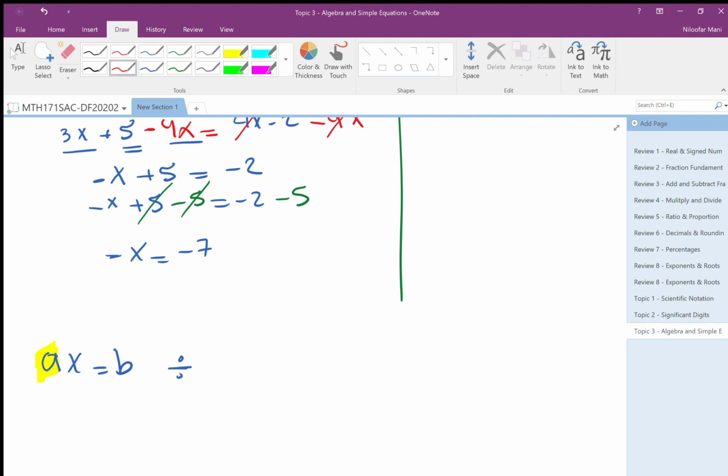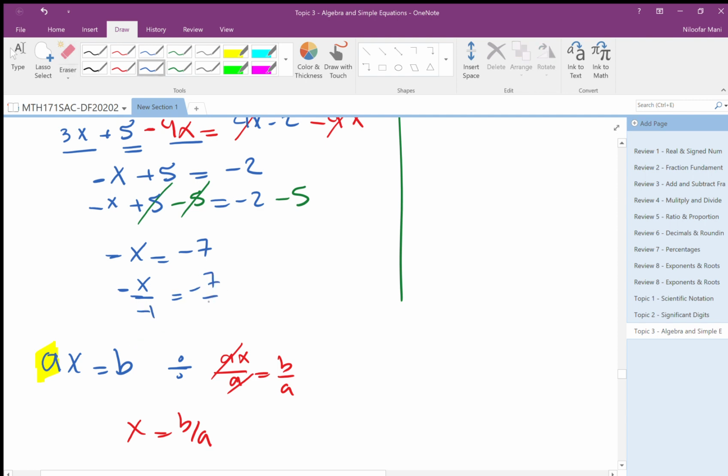So it is ax over a equals b over a. What happened? The a's cancel, and x is b over a. So what happened here? This is minus x over minus 1 equals minus 7 over minus 1, and then x is 7. Perfect.